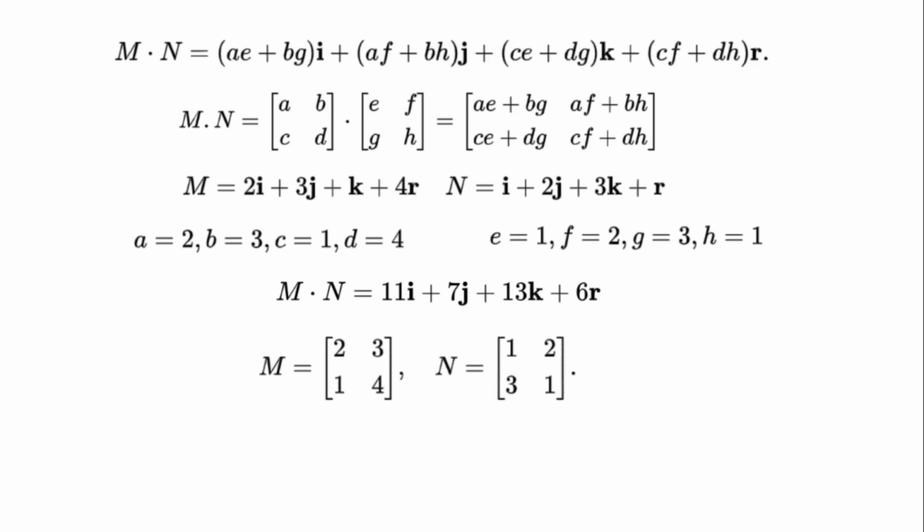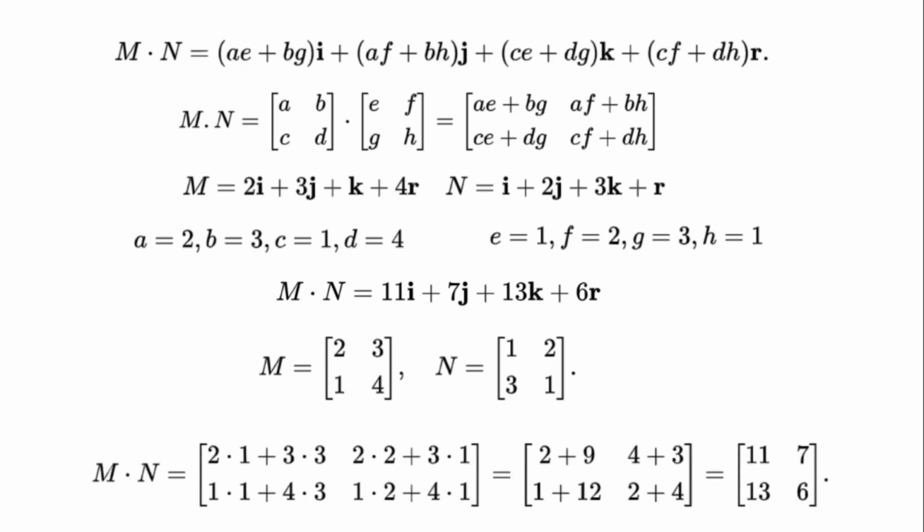M equals the matrix with 2 and 4 on the diagonal and 3 and 1 off the diagonal. N equals the matrix with 1 and 1 on the diagonal and 2 and 3 off the diagonal. This corresponds to 11 times I plus 7 times j plus 13 times k plus 6 times r, confirming our result. Quadrix multiplication isn't just different, it's faster for key matrix types.